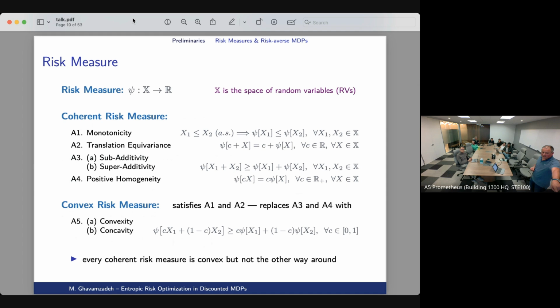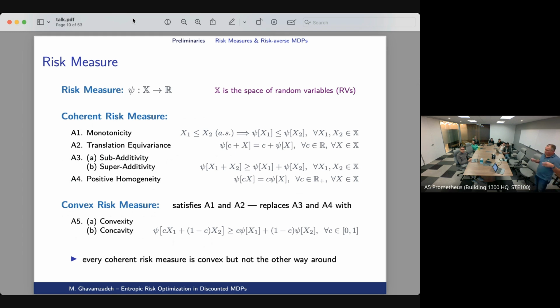And positive homogeneity. This positive homogeneity I emphasize a lot because later when we go to entropic risk measure, this is a property that plays a very important role. This basically means that if you apply a risk measure to a multiplication of a positive constant and a random variable, you can take that positive constant out and apply the risk measure to the random variable. So this property is called positive homogeneity. And if all these properties are satisfied, then the risk measure is coherent.